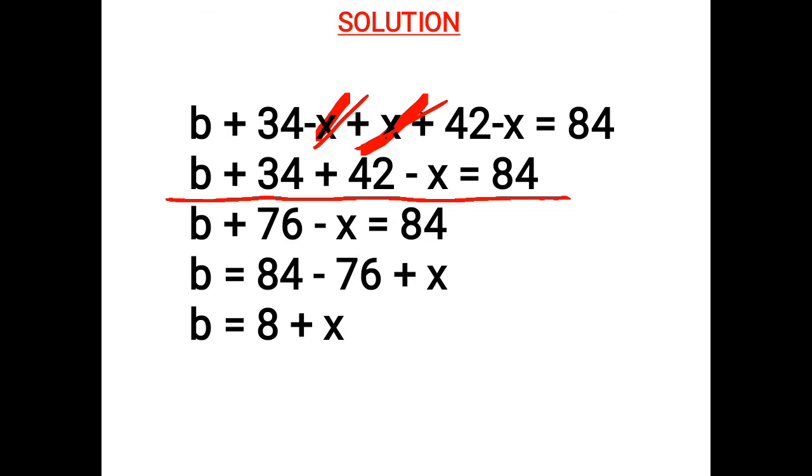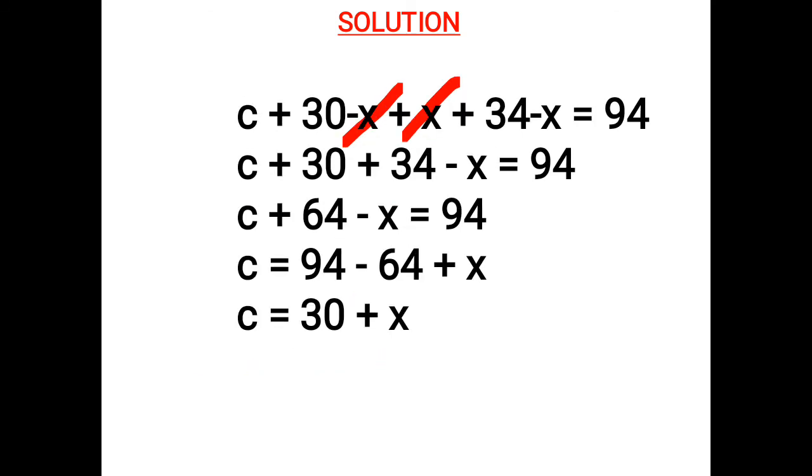We group like terms. So b should be equal to 84 minus 76, because the 76 is positive, it crosses the equal sign, becomes negative. The x is negative, it crosses the equal sign, becomes positive. So b is equal to 84 minus 76 plus x. 84 minus 76 is 8. So b is equal to 8 plus x. Wherever we see b, we put 8 plus x.